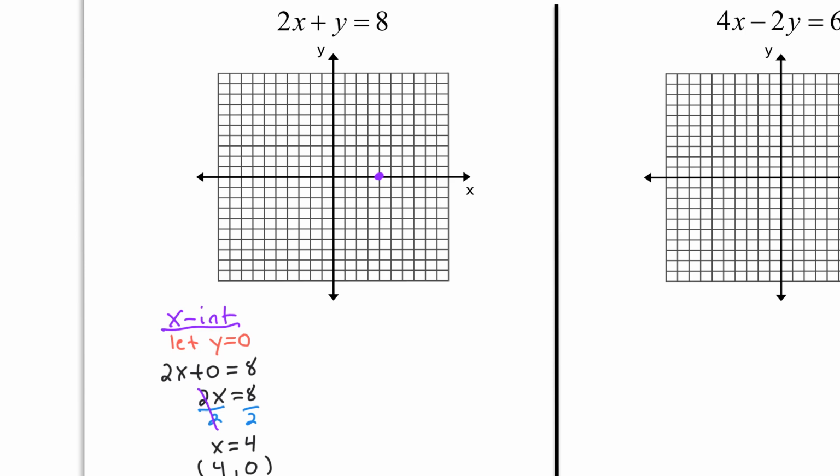The next step is to find the y-intercept. So I'm going to put y-int for the y-intercept. For the y-intercept, you are going to let x equal 0. What that means is you substitute a 0 into the x, and you solve for y. So I'm going to have 2 times 0, plus y equal to 8. 2 times 0 is 0, plus y equal to 8. I don't need that 0, so y equals 8.